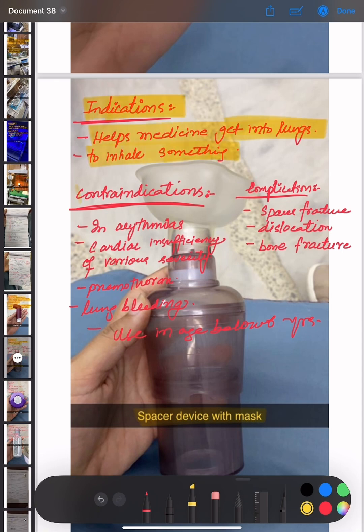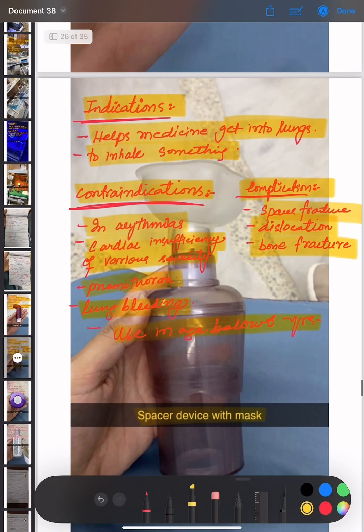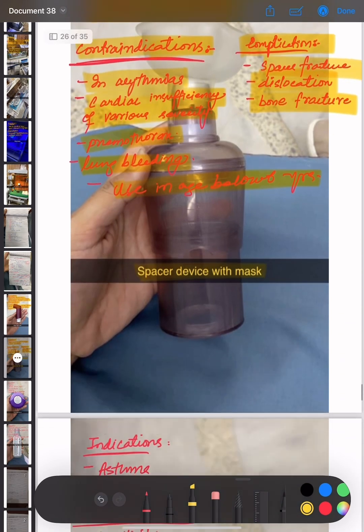The contraindications are that it is not used in arrhythmias, in cardiac insufficiency of various severity, in pneumothorax, in lung bleeding, and use in age below 6 years. The complications are spacer fractures, dislocations, and bone fractures. Okay, so this is a spacer device with mask.